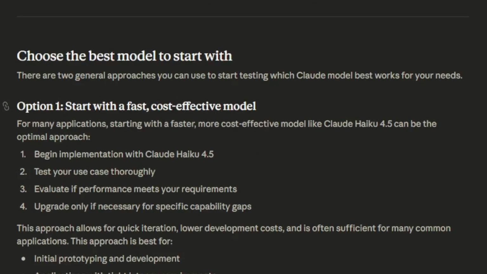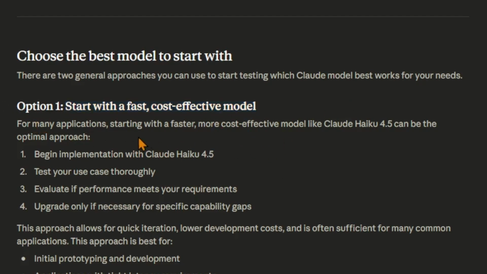And they have two general approaches. The first option is to start with a fast, cost-effective model. And again, this isn't unique to Claude. If it is Claude, we'd be talking about their Haiku models. If this was Gemini, this would be their Flash models. If this is ChatGPT, it'd be their instant models, etc. But almost all of the major applications, at least, will have an equivalent fast, cost-effective model. So the first option is start with that model.